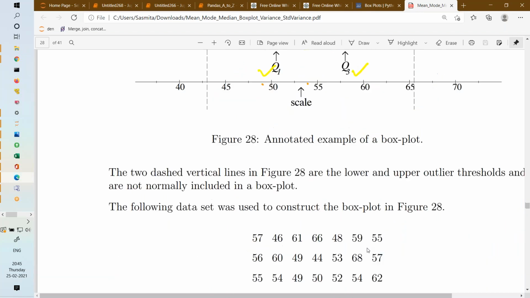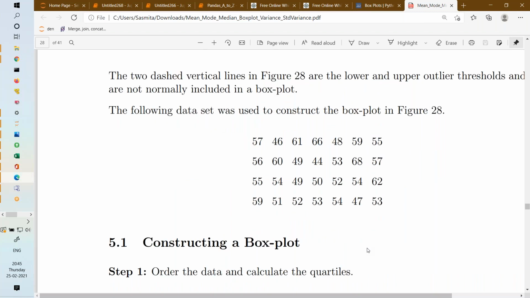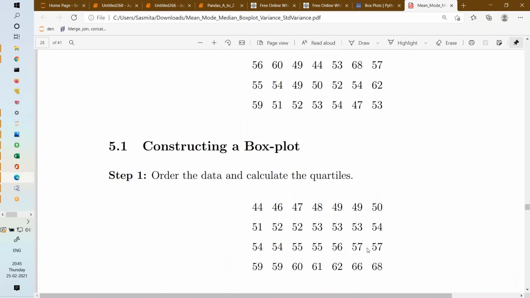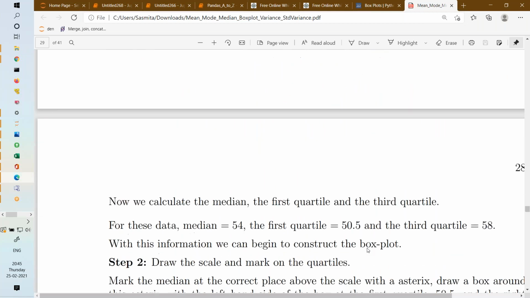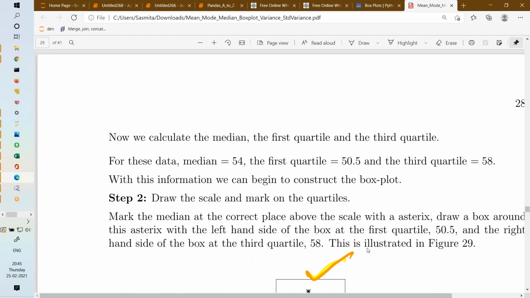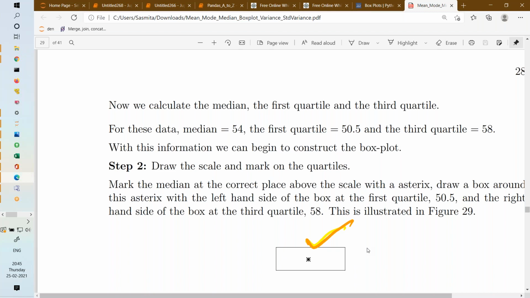So how I got this, basically let's say this is a data number, right? First I will find the median. So the median of this data is, let's say, 54. First quartile is 50.5 and third quartile is 58. Now what is the second thing? That is interquartile range. Interquartile range is third quartile 58 minus first quartile, that is 50.5. Third quartile minus first quartile, Q3 minus Q1, that is my interquartile range.